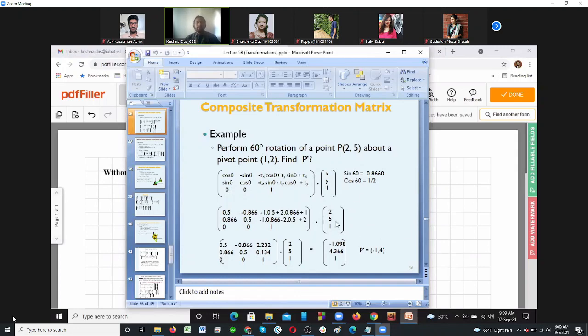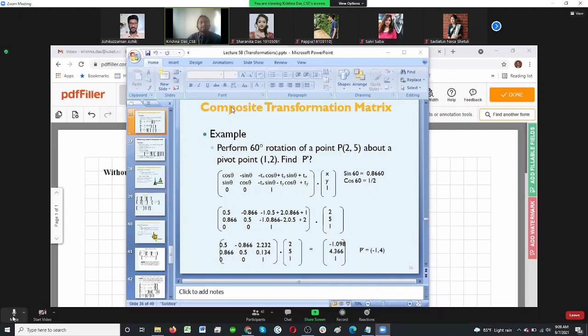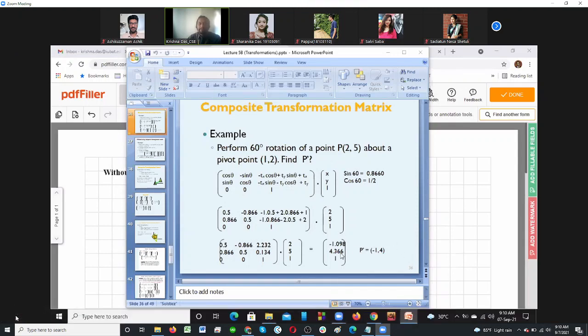Does anyone have any concern about using the formula the first time? Yes, Ashik? Yes, sir. It's okay, right? Yes, sir. So you simply need to apply the formula: whatever values are given in your problem, you put them in that formula with your given point to find the new point. After the calculation, you will get the value.